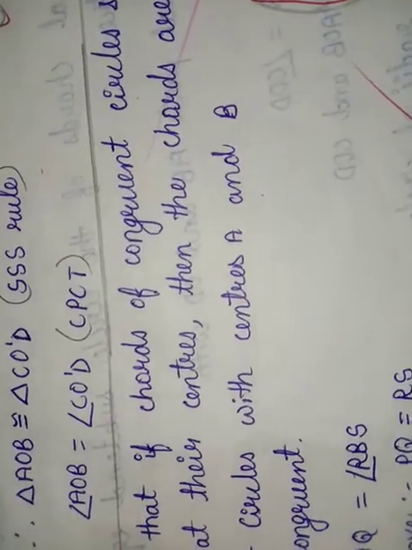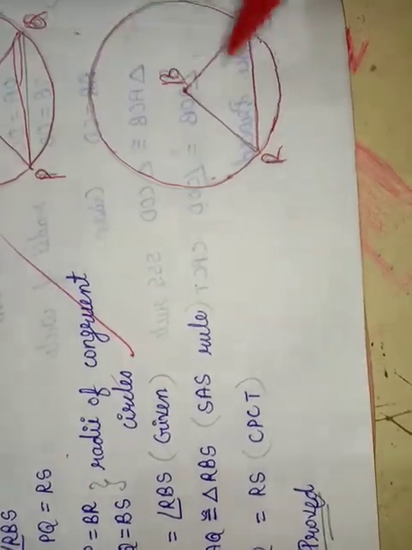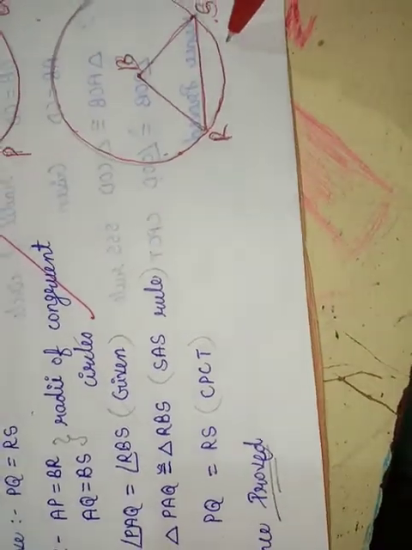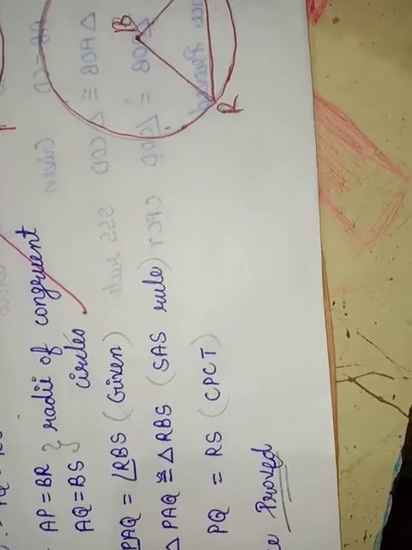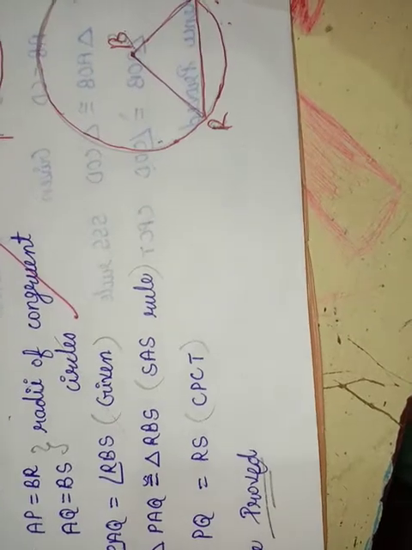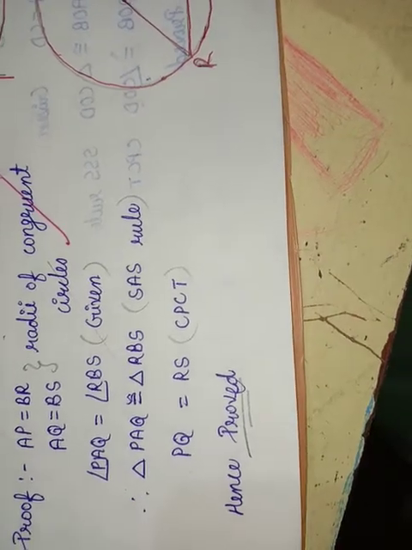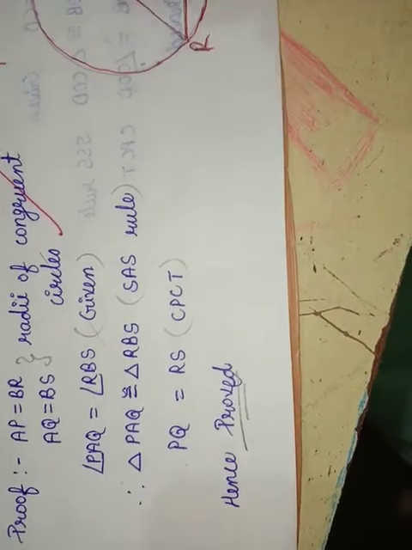Now next: prove that if chords of congruent circles subtend equal angles at their centers, then the chords are equal. Given circles with centers A and B are congruent, so angle PAQ is equal to angle RBS. To prove PQ is equal to RS. Proof: AP is equal to BR and AQ is equal to BS, radii of congruent circles. Angle PAQ is equal to angle RBS, given. Therefore both triangles are congruent by SAS. Therefore PQ is equal to RS by CPCT, hence proved.